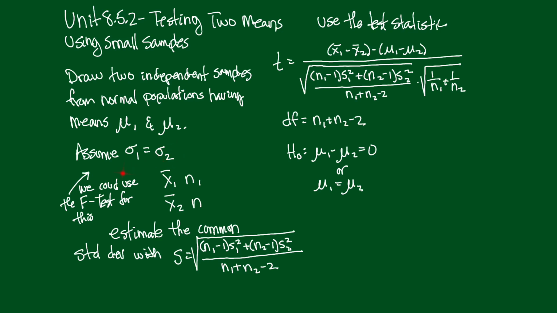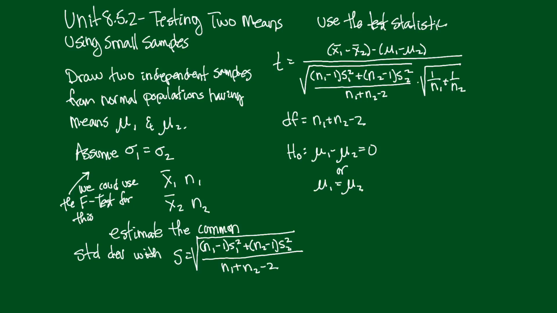We can always test that using an F-test, which we will get to in a few weeks. But this is typically true in most instances, so it's a reasonable assumption to make. In our samples, we're going to have sample mean 1, sample size n1, sample mean 2, size n2, and then we're going to estimate the common standard deviation with this expression right here.